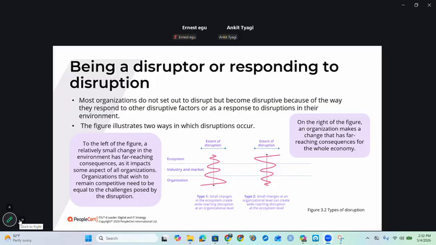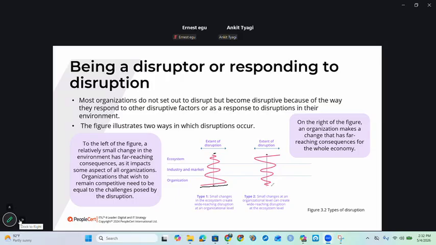To the left of the figure, a relatively small change in the environment has far-reaching consequences as it impacts some aspect of all the organizations. Organizations that wish to remain competitive need to be equal to the challenges posed by the disruption. So a small disruption that happened at the ecosystem level had a far-reaching impact on the organization. These small changes in the ecosystem create wide-reaching disruptions at the organizational level.